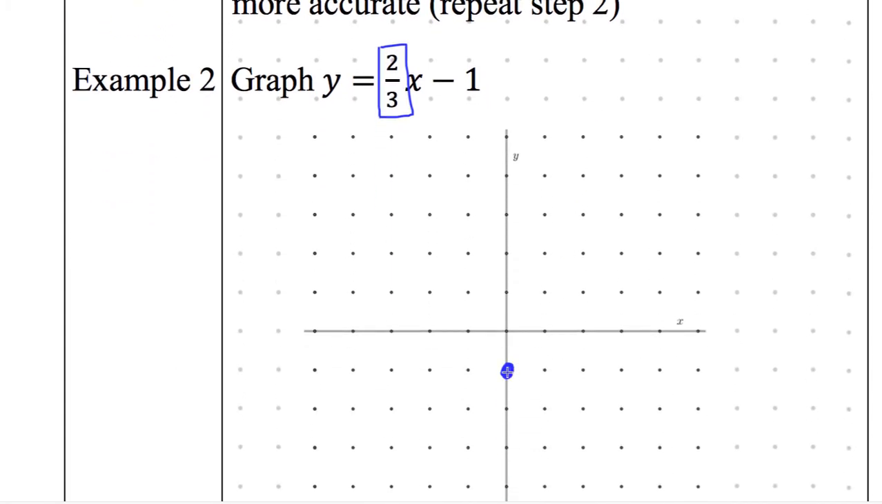So from this point, we're all following this too. From this point, I'm going to go 3 right. 1, 2, 3. And I'm going to go 2 up. 1, 2. That's my next point.